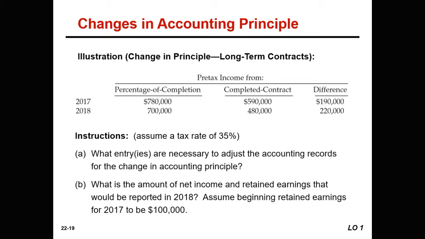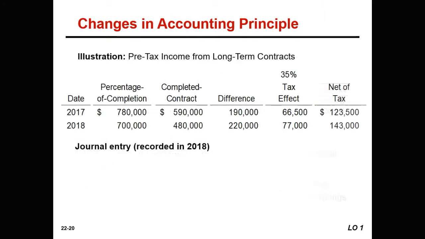I want you to go ahead and hit pause and determine what entries are necessary to adjust the accounting records for the change in the accounting principle. What is the amount of net income and retained earnings that would be reported in 2018? Let's assume the beginning retained earnings for 2017 was $100,000. Once you have worked through this, I want you to go ahead and press play again, and the following slides will have the answers.